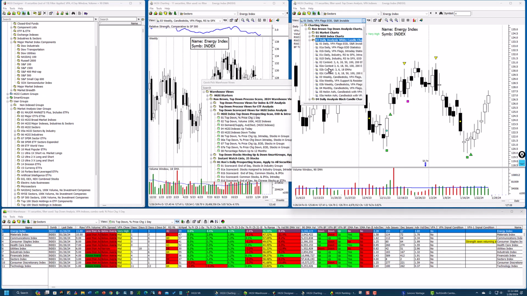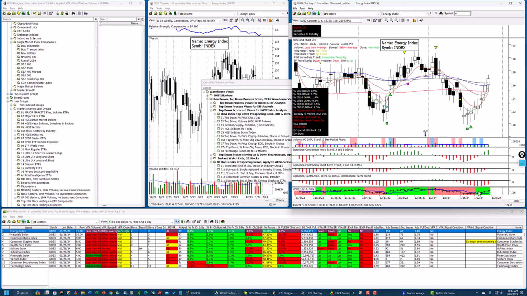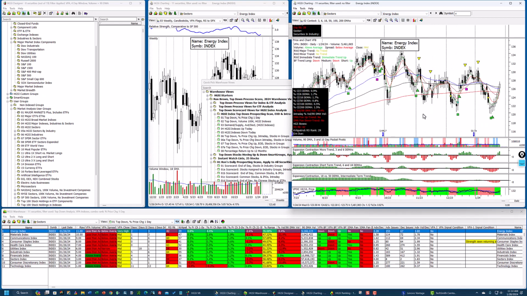I'll just stick with white charts, and I'll go to my number 2 chart. You can see the VPOC where it crossed over and where the 3 crossed the 6. Now this is a market cap weighted index created by HGSI, but we can get VPA flags on this. We can get the volume pocket pivots, and I'm going to get into that a little bit later, something I've been working on. But you can see that the energy index moved up sharply off of these lows.